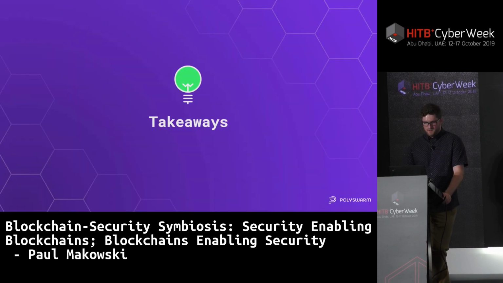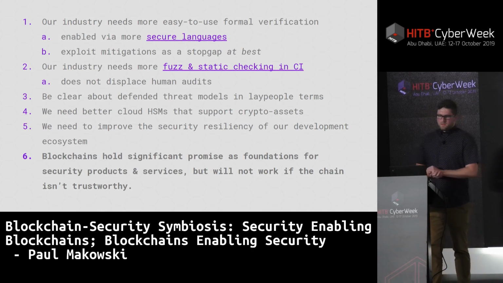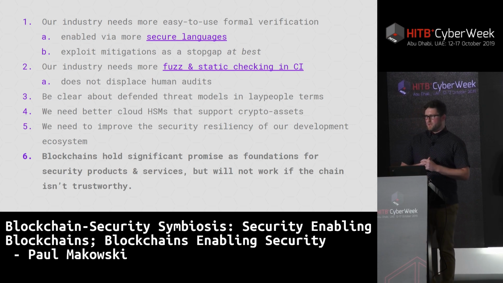But so, a few takeaways. We need more easy-to-use formal verification. We need it enabled via more secure languages, which is one way to get there. Exploit mitigations are a stopgap at best. We need to do more fuzzing, and dynamic and static checking in CI, continuous integration, but crucially this does not displace human audits, right? We need creativity, and computers are notoriously bad at creativity. So we need creativity to drive what the next generation of CI tests are.